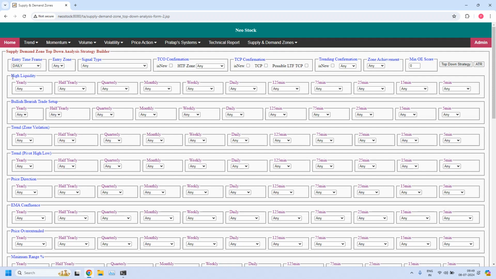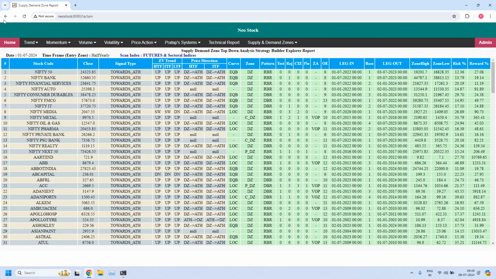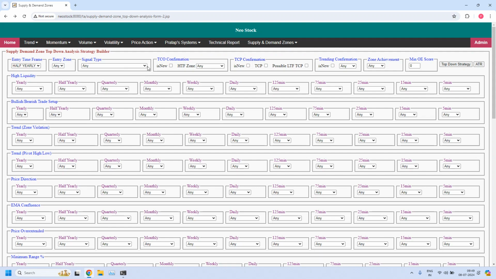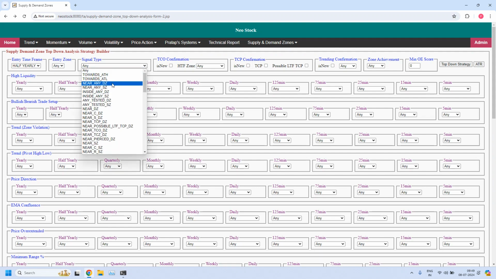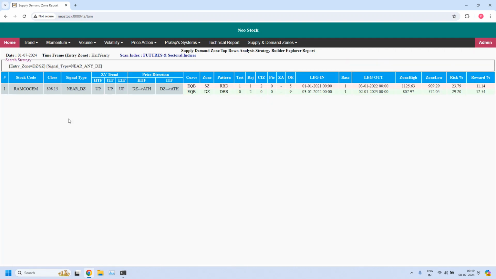Okay, now let me start generating the reports for finding the stocks near demand and supply zones starting from half-yearly time frame. So let me find the stocks near half-yearly demand zone. Only one stock is filtered.